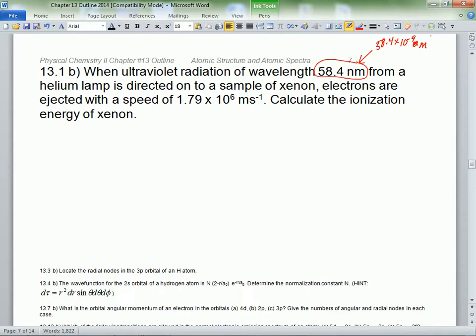Anyway, the ultraviolet radiation, 58.4 times 10 to the negative 9 meters, from a helium lamp is directed to a sample of xenon. Electrons are ejected with a speed of 1.79 times 10 to the 6 meters per second. Calculate the ionization energy of xenon. How do you do this? And what does this have to do with anything?